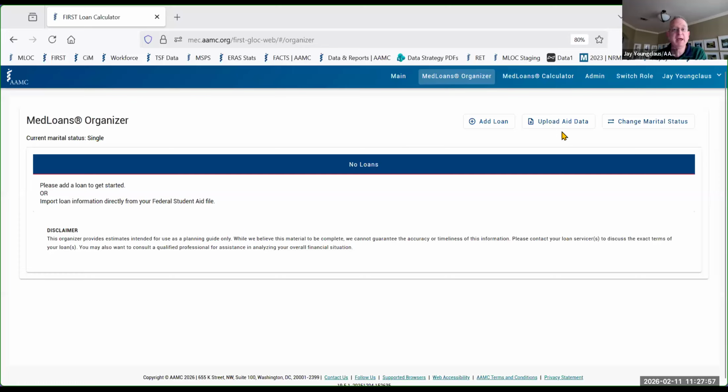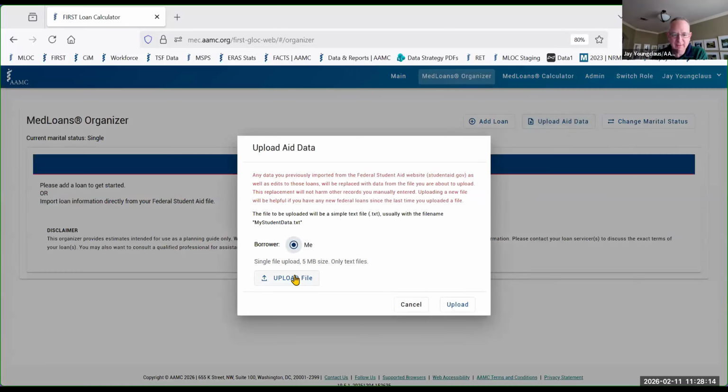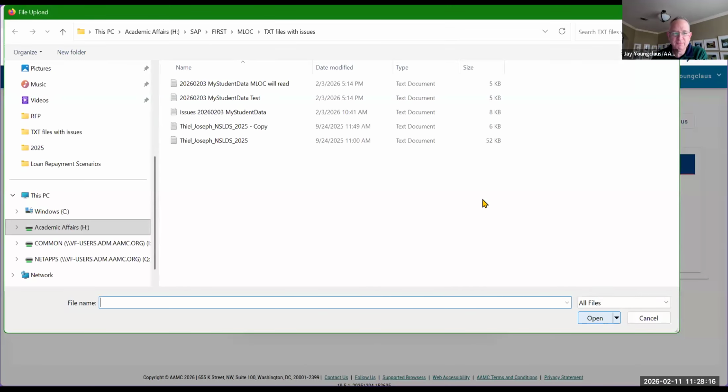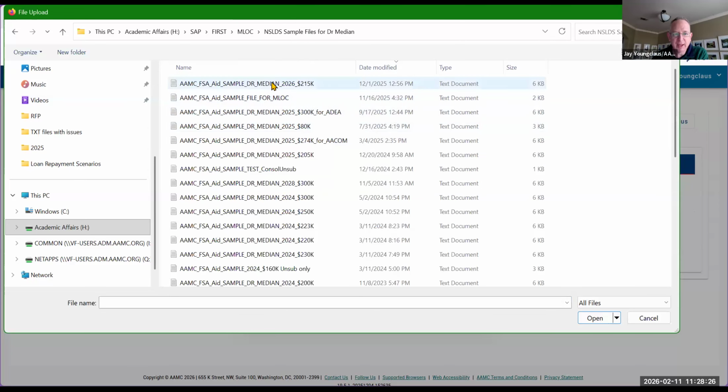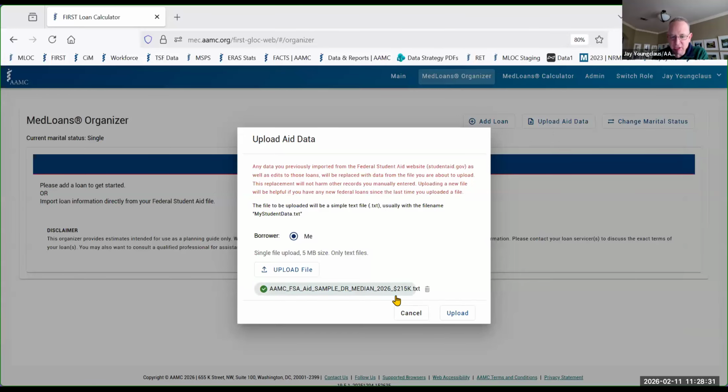I have no loans, but I have a sample file. I am not a current borrower with the federal student loan program. Many years ago, I was not a physician. I am not a physician, but I did have my own loans from graduate school, and I'm very familiar with repayment scenarios. So here, click upload aid data, and then you would go find the file. For me, I need to take one moment here and find my sample files. I call them Dr. Median scenarios. So it's the median education debt.